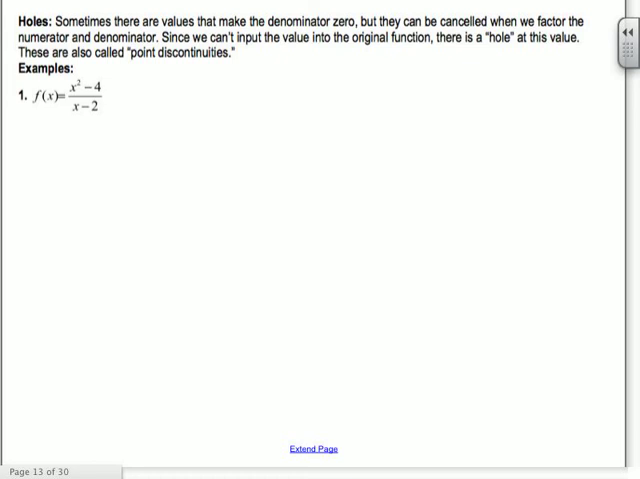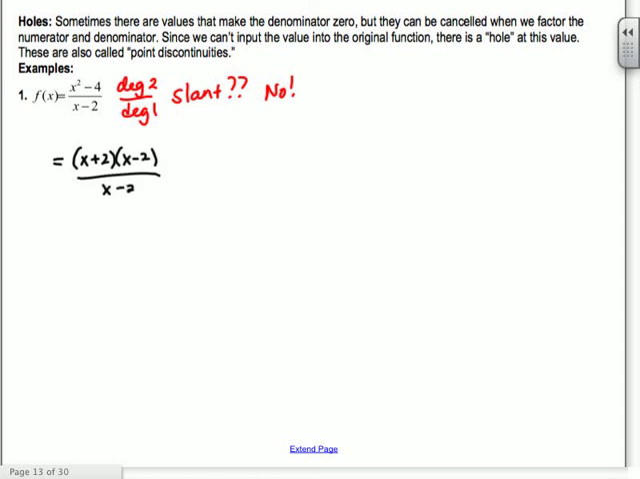Okay, so holes. This is a case where it looks like you might have a slant asymptote when you look at the degrees, because you're like, oh, this is degree 2, and this is degree 1. Does it have a slant? And the answer is no. Because when you factor the top and the bottom, x plus 2, x minus 2, over x minus 2, the x minus 2's cancel. So you no longer have a rational function in the end anyway. So you just get x plus 2. This is the function that we're going to graph. We're going to graph this simplest form, y equals x plus 2.